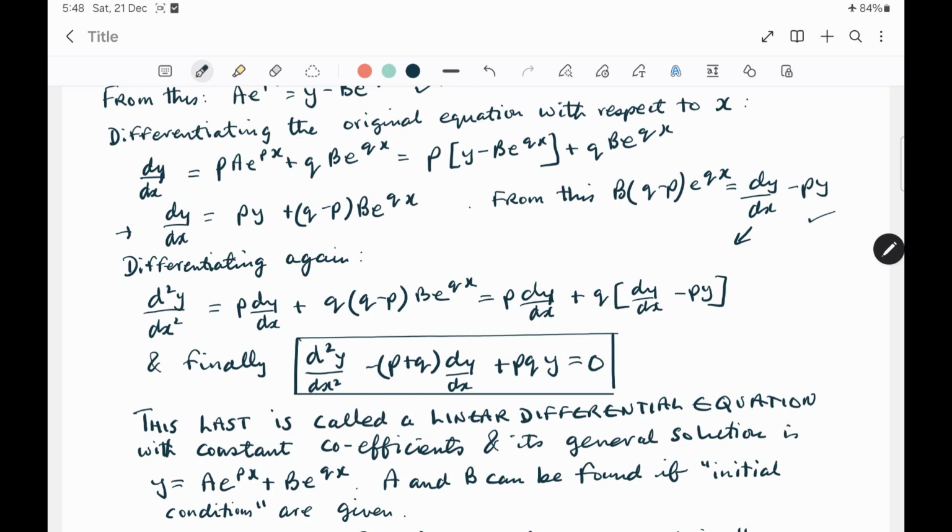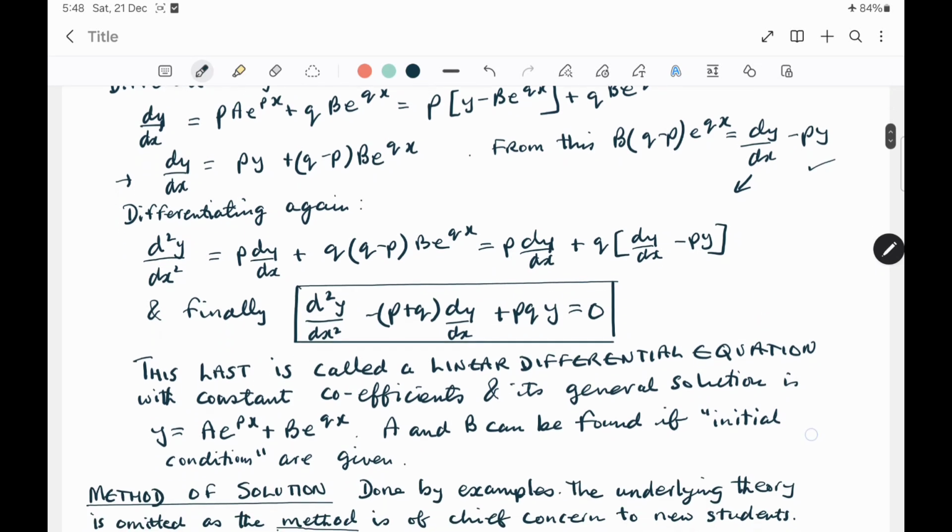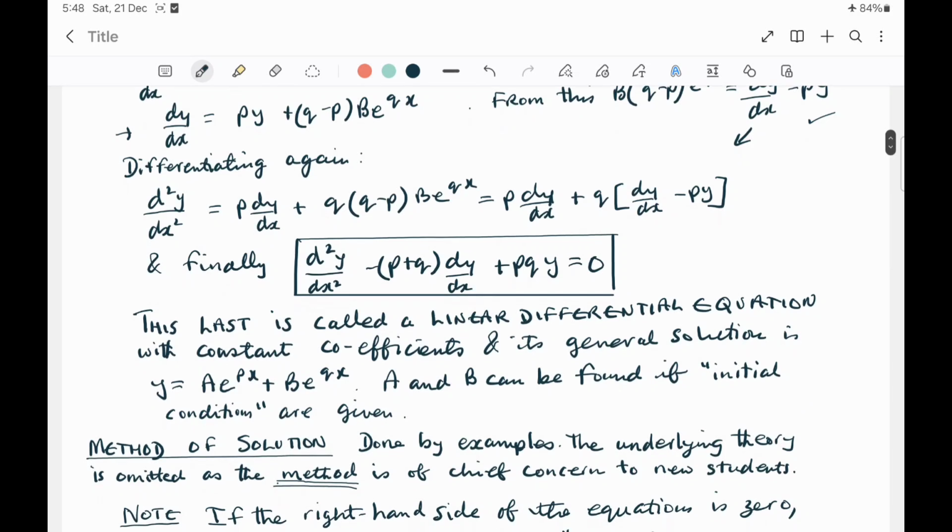Now this last is called a linear differential equation with constant coefficients. In other words, the coefficients don't have x's and y's in them. And its general solution is y equals a times e to the px plus b times e to the qx. So we're down to here. A and b can be found if some initial conditions are given, but we'll concern ourselves with that further down the road.